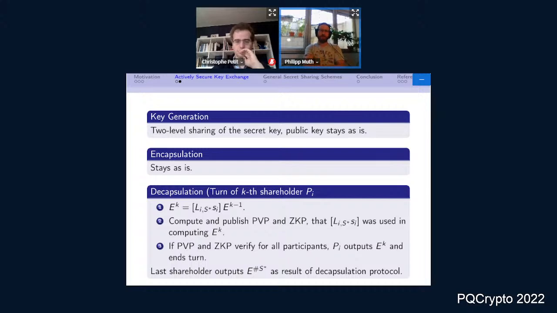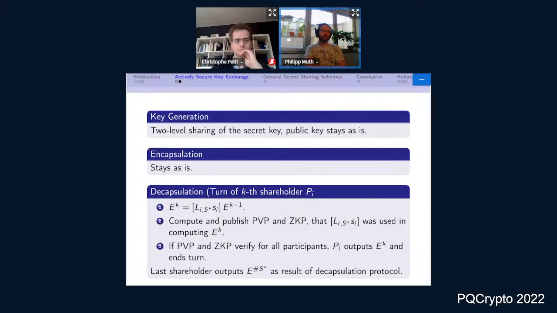It is IND-CPA secure. This means that nothing can be derived from a ciphertext generated by the encapsulation protocol. Also, our decapsulation protocol is simulatable. We proved this by reducing the group action inverse problem to distinguishing the output of a concrete simulator from a real transcript in a series of game hops. And third, the decapsulation is actively secure, in that if a shareholder can provide an incorrect input to the decapsulation without being detected by the other participants, then he can break the soundness of the zero knowledge proof or the piecewise verifiable proof.